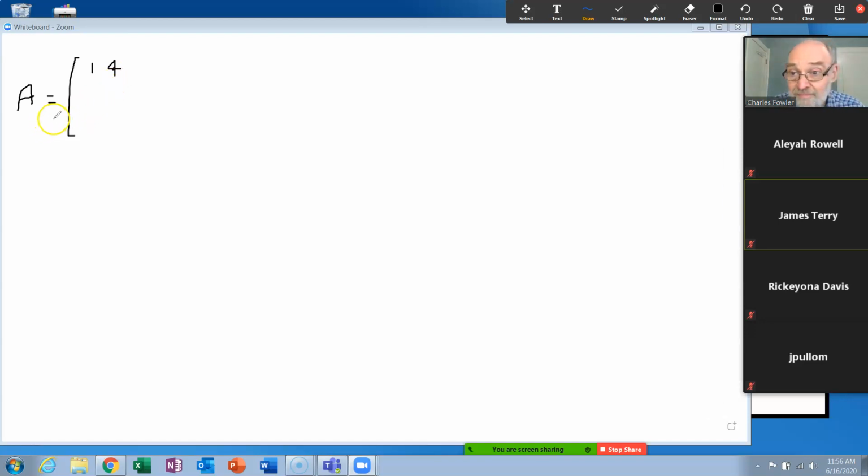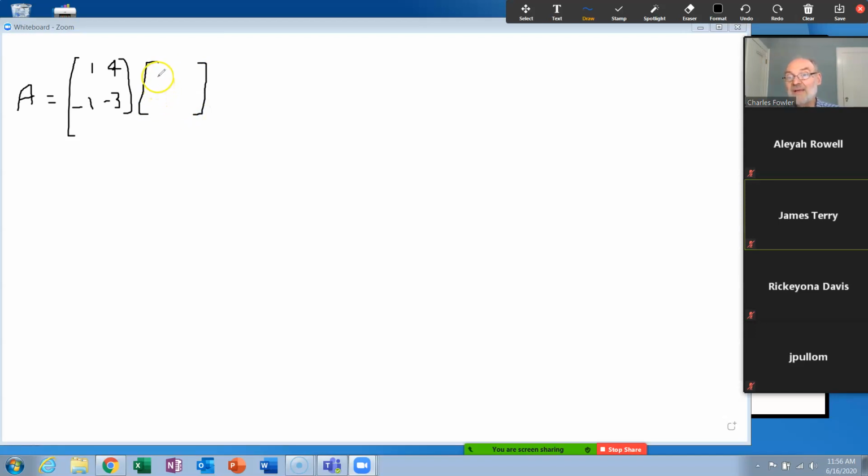So 1, 4, negative 1, negative 3. There's your matrix A. What we're trying to do is find its inverse. Okay. Now, what do you know about its inverse? Anything right off the top? It's going to be a 2 by 2. You got it. It's going to be a 2 by 2, and that's about all we know.